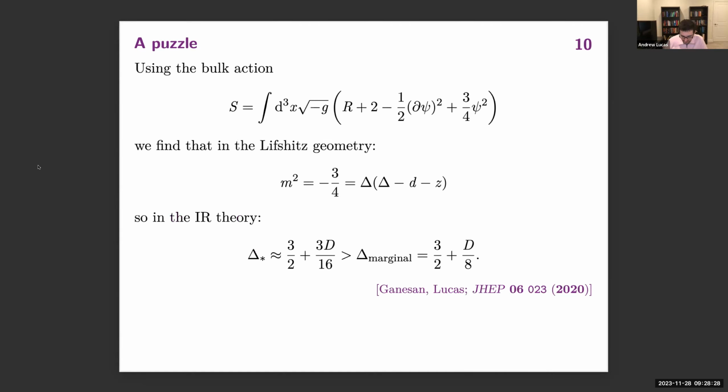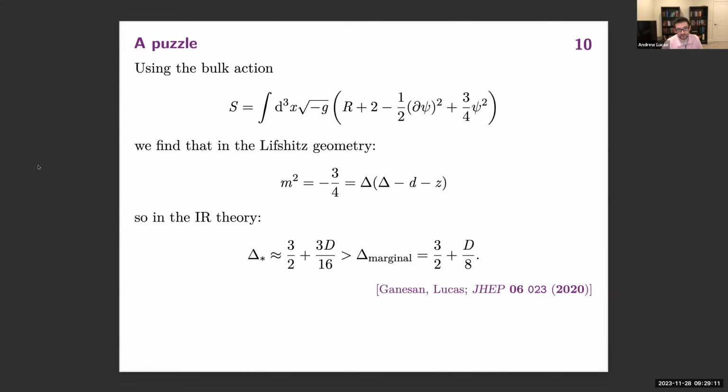Now, there's actually a puzzle, and I don't think this was noted before this paper of mine with my student Kaushik. But after staring at this problem for a while, we realized that we were unhappy. And what we were unhappy about is the following issue. So here's the bulk action that we were studying. It's this Einstein scalar theory. And in the Lifshitz geometry, the theory has the same mass, -3/4, that it does in the AdS part of the geometry. So we can calculate the IR scaling dimension of this operator.